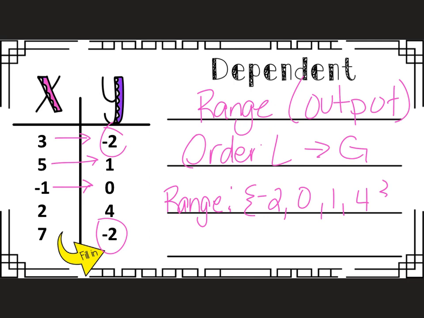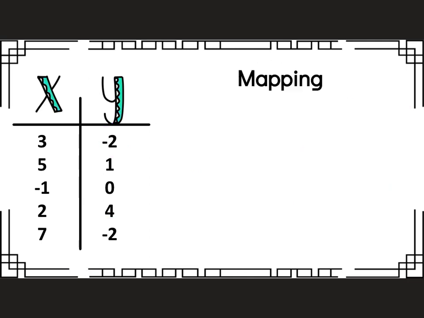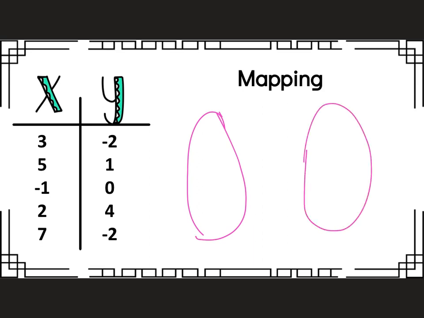So let's look at some more examples. We can create a mapping using our domain and range. Remember, the first bubble is always your x, the second is your y. We list the x values in order from least to greatest. So we would have a -1, 2, 3, 5, and 7. We'll list the y values also in order from least to greatest, so -2, 0, 1, and 4. Then from there, we'll draw arrows to connect these guys.